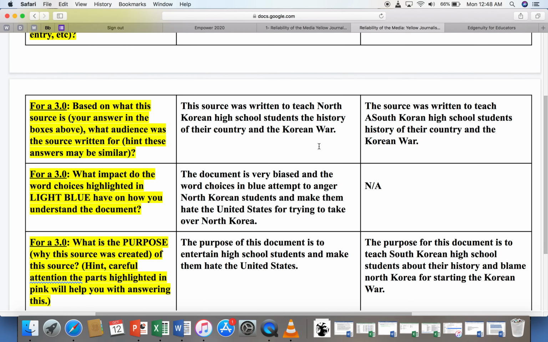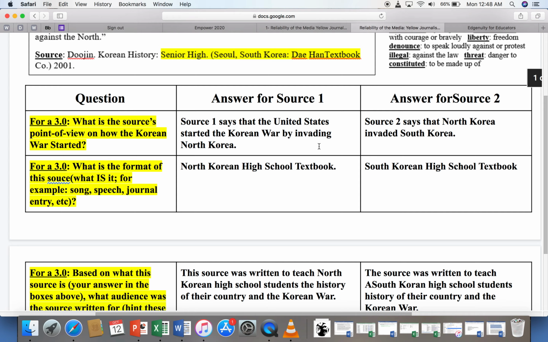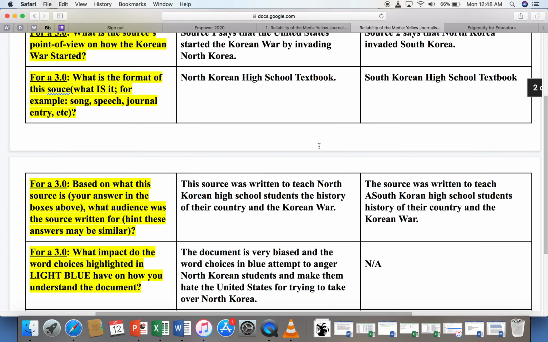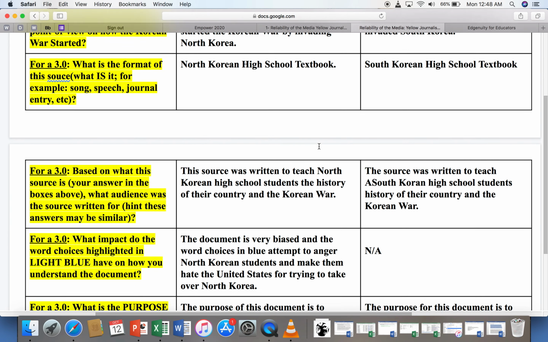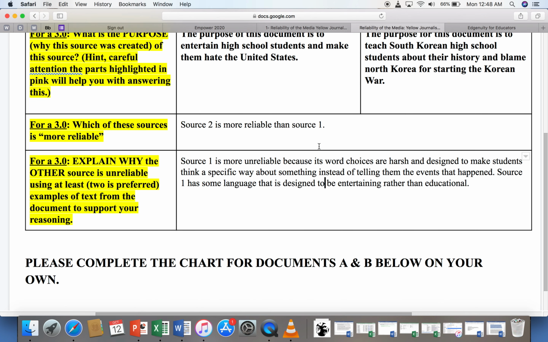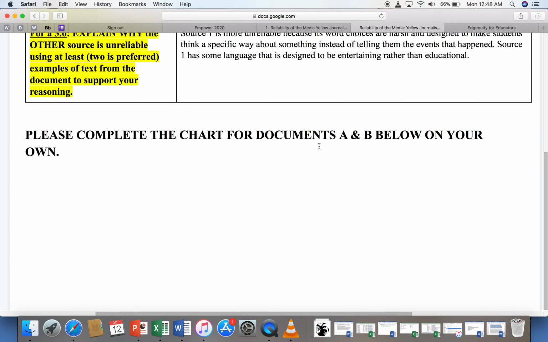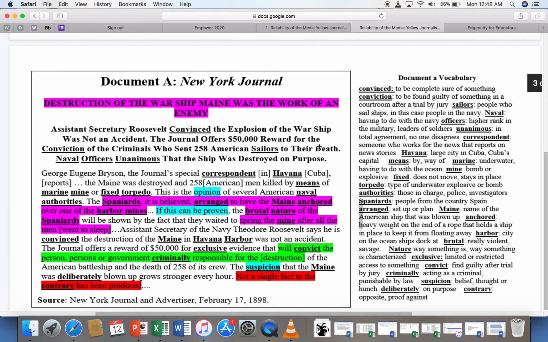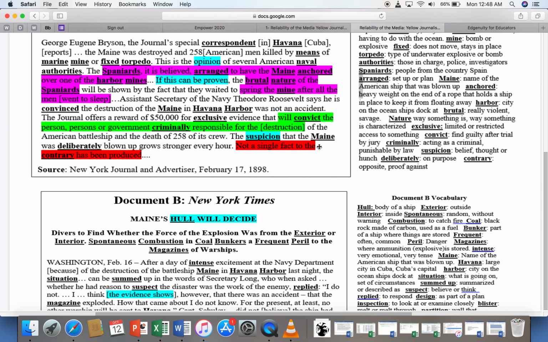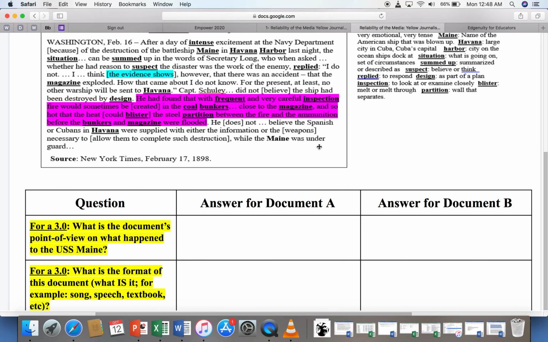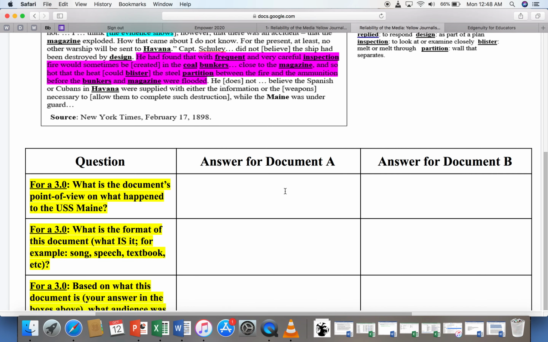And so you can see that all these questions here are really designed to help you think about these documents by reading between the lines and to get you to this whole thing of which of these documents is more reliable and why. So I'm going to go ahead and leave all this in here. It's an example for you. Okay? On the other side here, this is what you're going to do on your own, right? Document A, document B. You're going to do the exact same thing, basically the same questions, right?